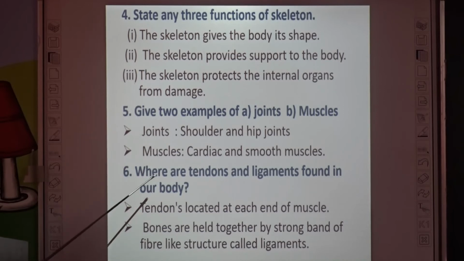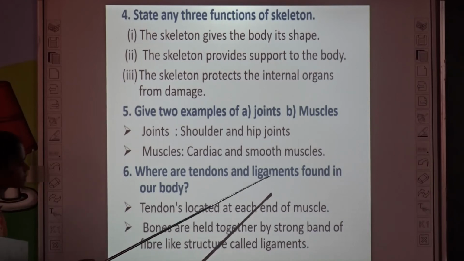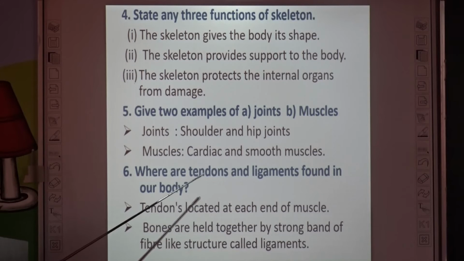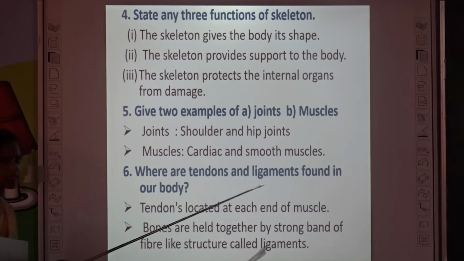Sixth one, where are tendons and ligaments found in our body? We already know that tendons and ligaments are connective tissues. Muscles are attached to the bones with the help of the connective tissue called tendons. So tendons connect muscles to bones. Ligaments are also connective tissues. They connect bone to bone.